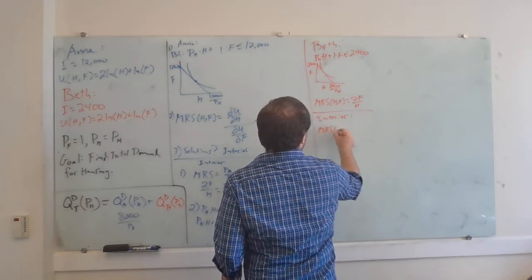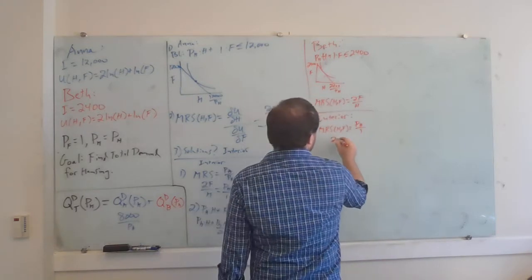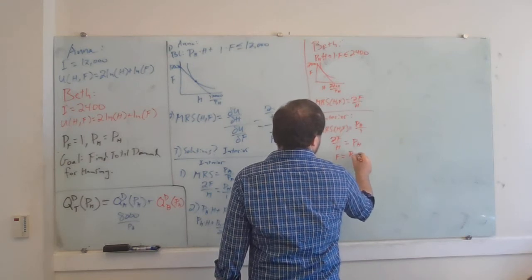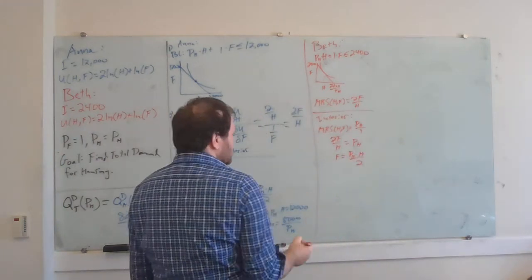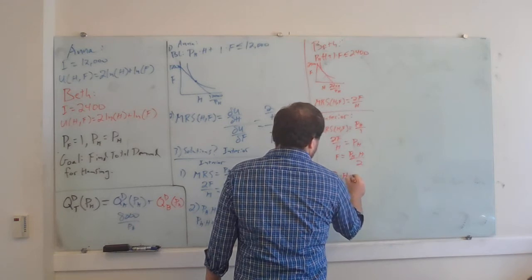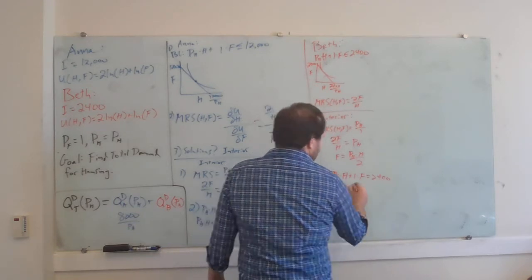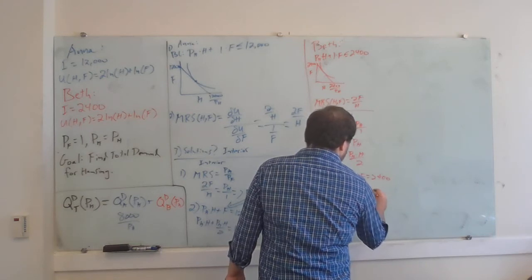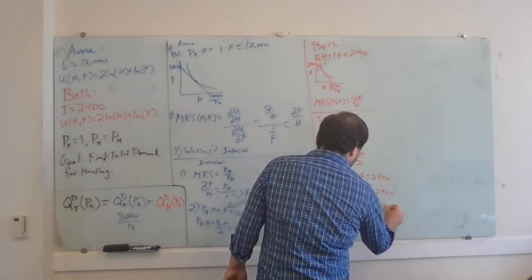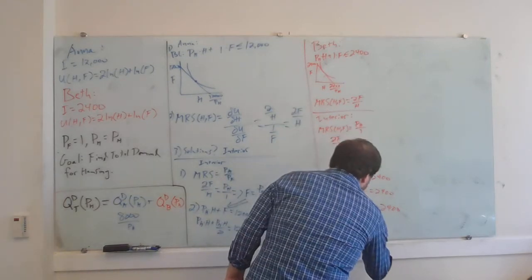We'll set her MRS equal to the price ratio. So 2F over H equals PH. As before, this is going to give us F equals PH times H over 2. Right, we'll plug that into her budget constraint. So we'll say PH times H plus PH times H over 2 equals 2400. H is going to equal 2 over 3 PH times 2400. H is going to equal 1/3 of 2400, which is 800, so that's going to be 1600 over PH.